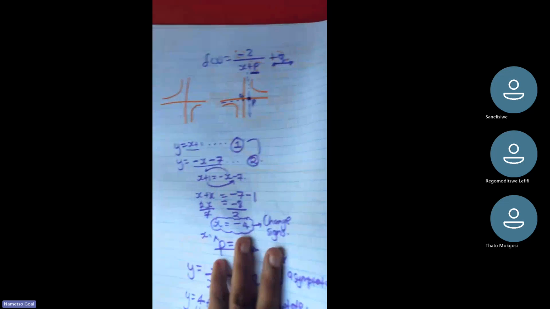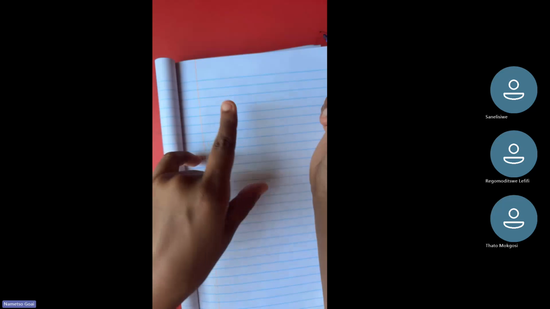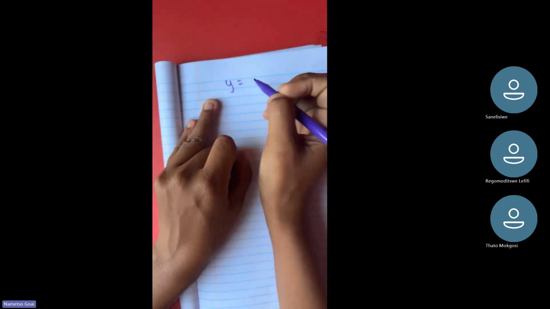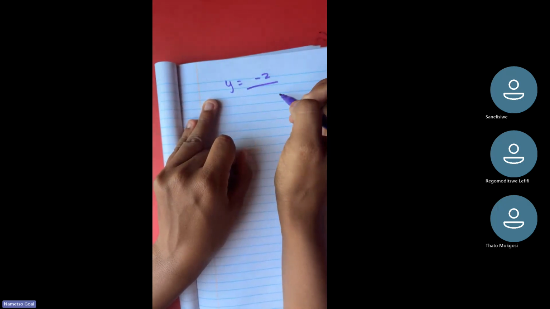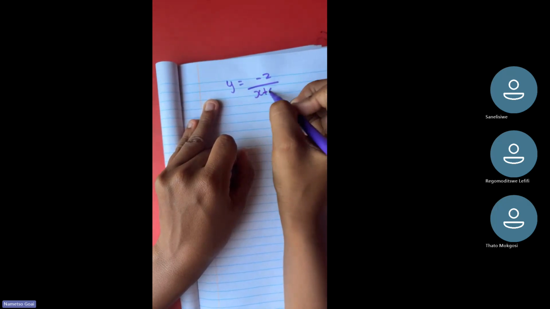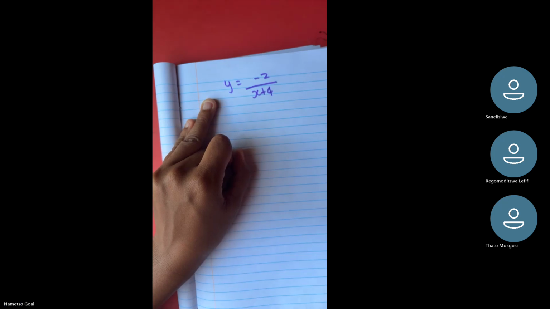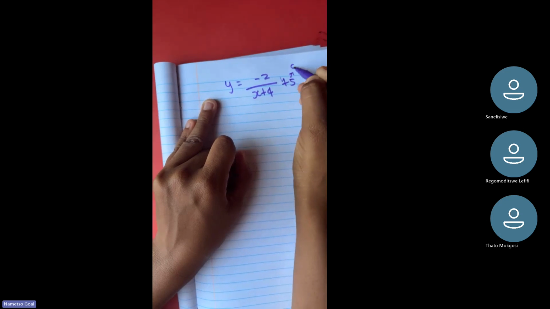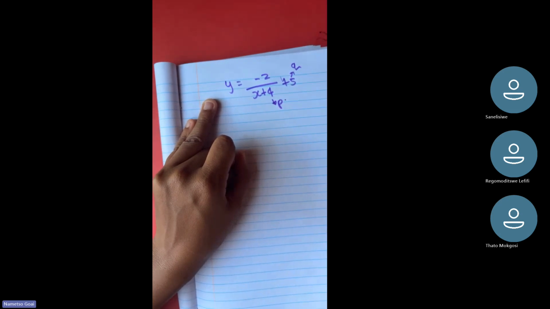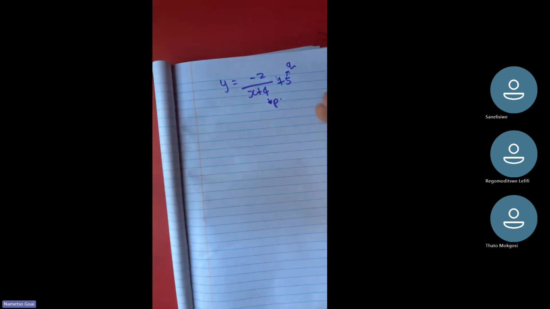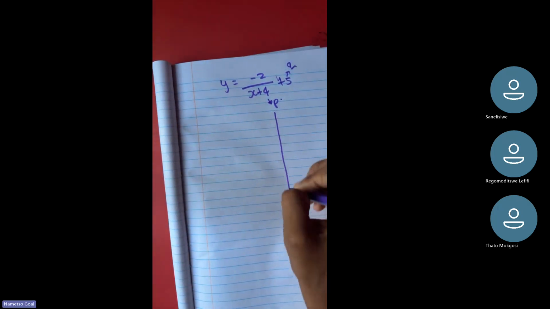This is our y asymptote, right? So if we were to draw this function, this is what it would look like, because we just found out what our q and our p are. So we have y equals -2 divided by x plus 4, plus 5. This is our q and this is our p over here. So if it was required of us to draw, it would look like this.